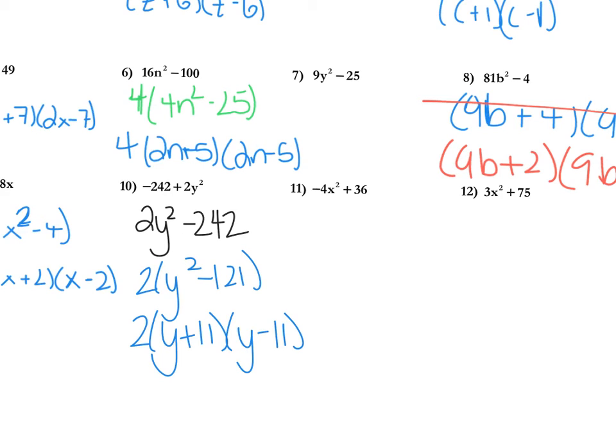Okay, and then in number 11, is it in standard form? Yes. Is there a GCF? Yes. We need to take that out. Make sure you take the negative out of everything. And this is one example where you had to also be careful, because both 4 and 36 were perfect squares, so you had to make sure that you check for the GCF as well. And then we can continue the problem.